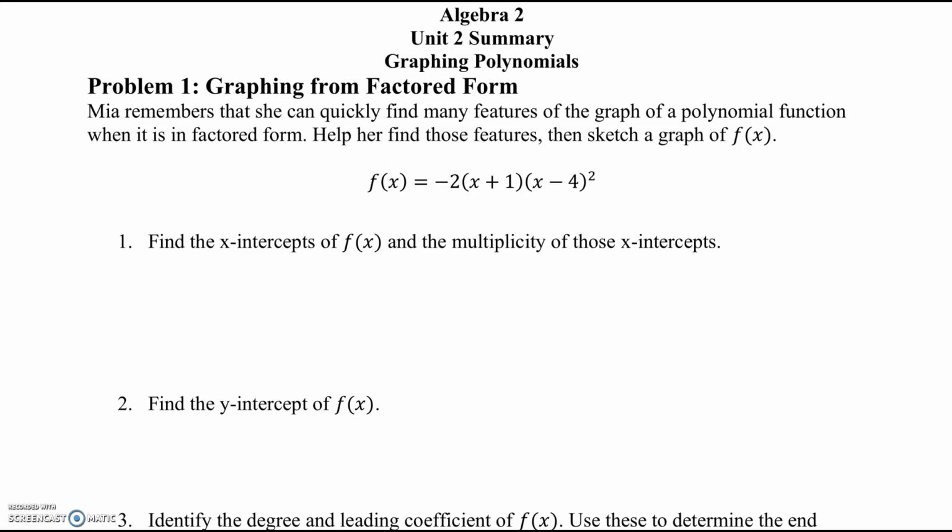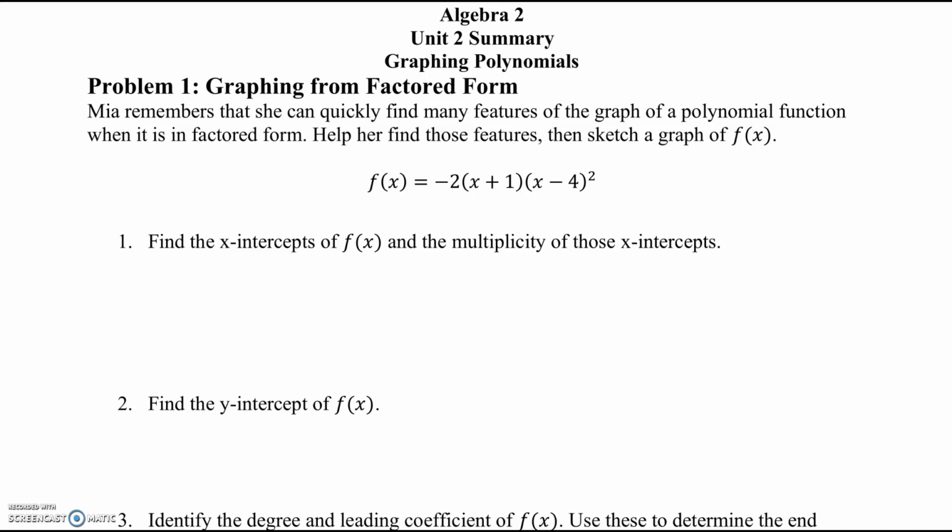All right, a little bit of a graphing review here for graphing polynomials, and only two problems. Let's start with the first one. Mia remembers that she can quickly find many features of the graph of a polynomial function when it is in factored form. Help her find those features and then sketch a graph of f of x.